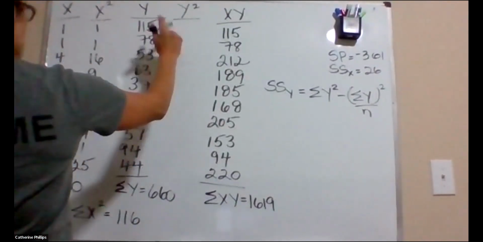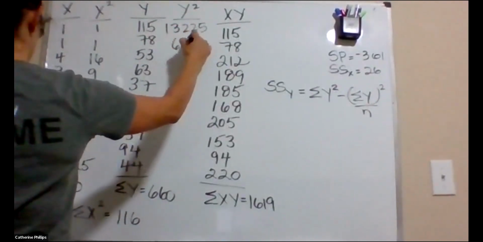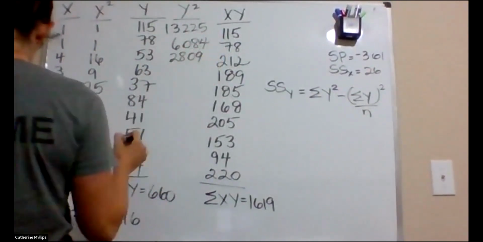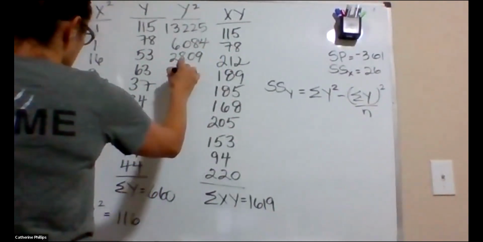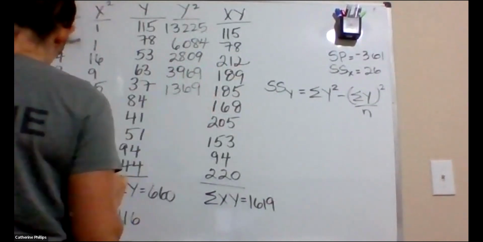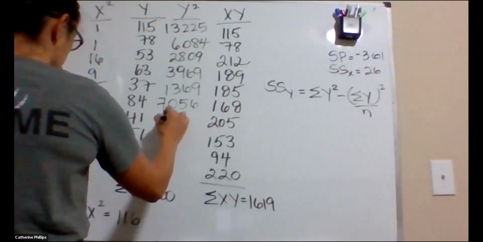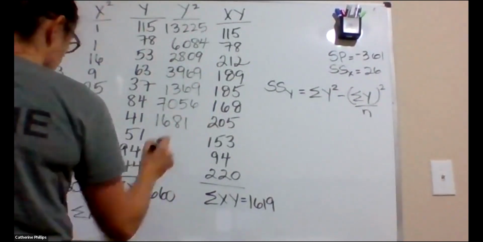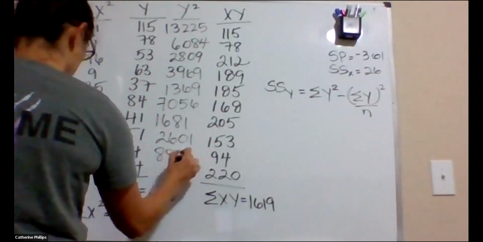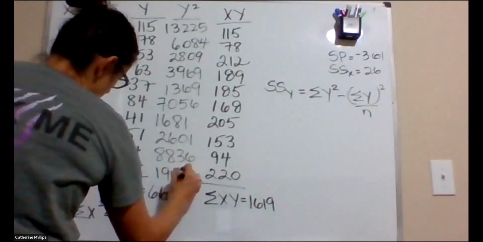So 115 squared is 13,225. 78 squared is 6,084. 53 squared is 2,809. 63 squared is 3,969. 37 squared is 1,369. 84 squared is 7,056. 41 squared is 1,681. 51 squared is 2,601. 94 squared is 8,836. And 44 squared is 1,936.